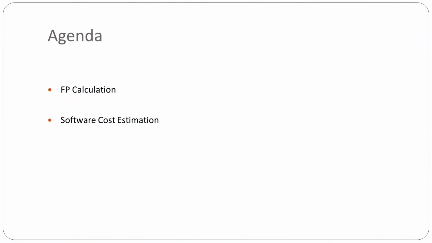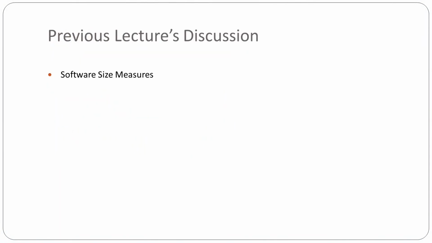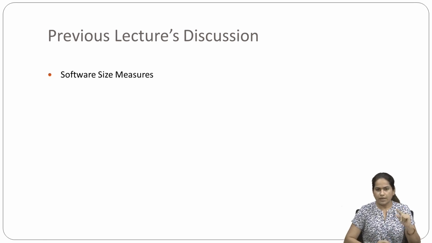Dear learners, in the previous lecture we were discussing software measurement and estimation only. In this lecture, let us first recap what we discussed in the previous lecture. We were discussing software size measures. We had two measures, LOC and FP. LOC stands for lines of code and FP stands for function points.